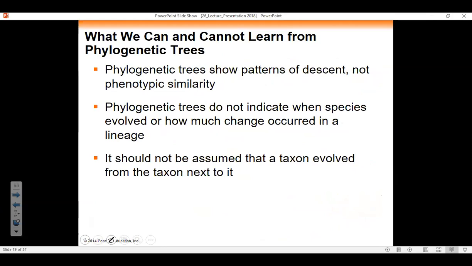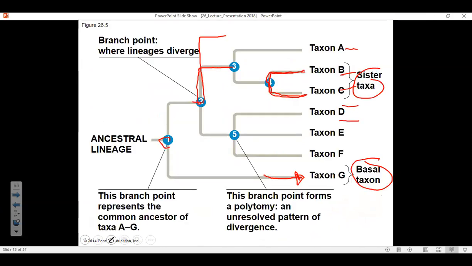So they don't really indicate when the species evolved or how much time or how much change occurred, but it just is showing descent. One descended into another. And there's a whole bunch of space in between. Look at all this space.